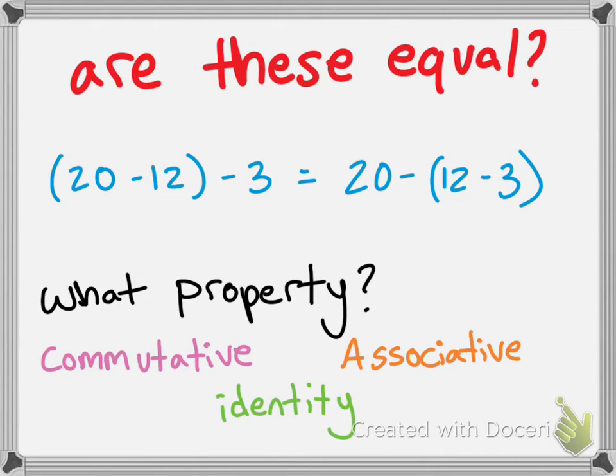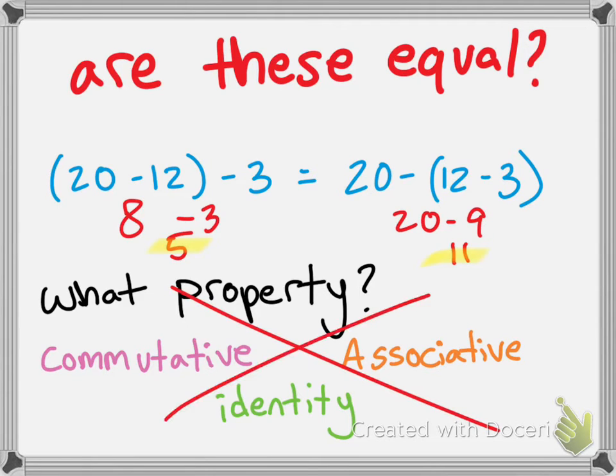What about these ones? Are these ones equal? Remember with PEMDAS. And if they are, what property? Let's see. We do PEMDAS. So 20 minus 12 is 8. 8 minus 3 gives me 5. On this other side, 12 minus 3 is 9. 20 minus 9 gives me 11. Oh, 5 and 11 are not the same thing because we use PEMDAS, and so we have to do what's in the parentheses first. So because of that, they don't have a property.